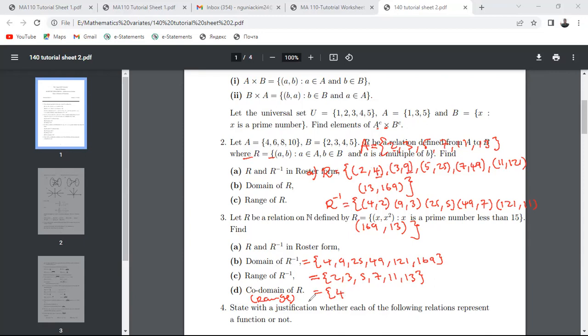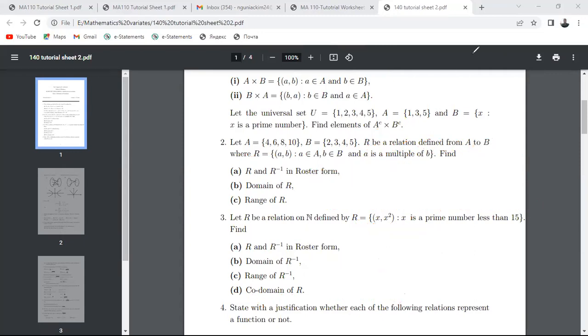Because this now is the range, so it's 4, 9, 25, 49, 121, and 169, like that. So that's what we have. Okay. So that is how you do question 3. That's how question 3 is supposed to be solved. Okay. So then we progress. That was question 3 in a very clear, neat manner.